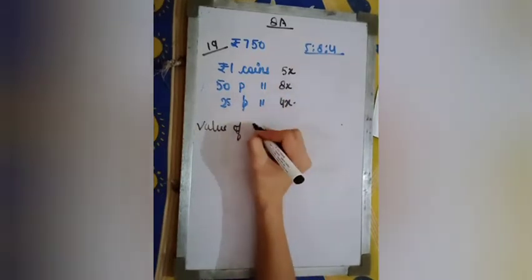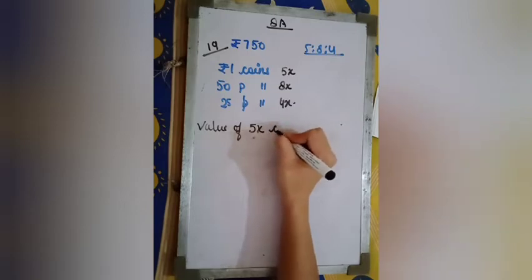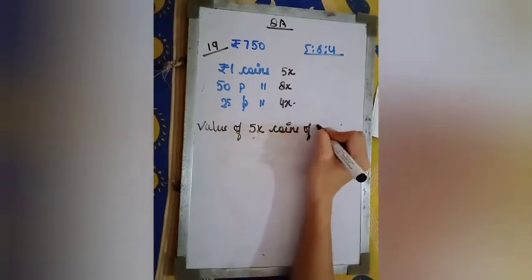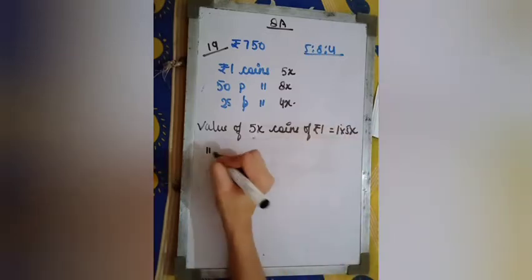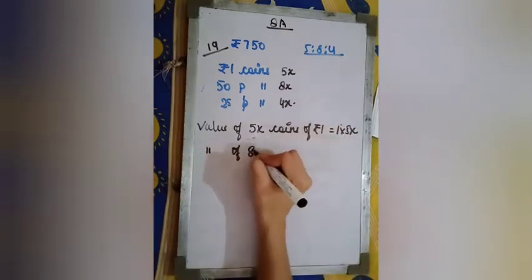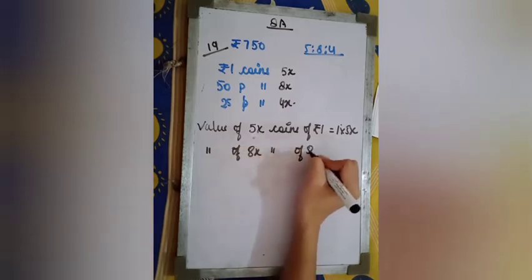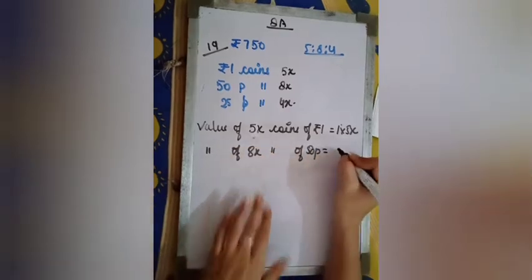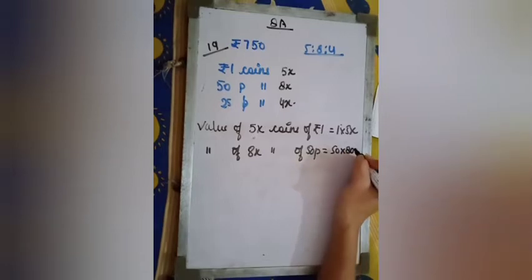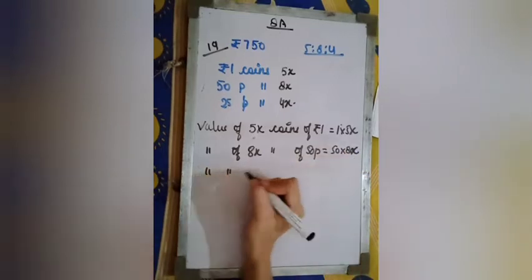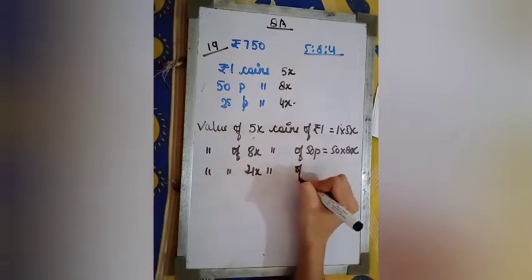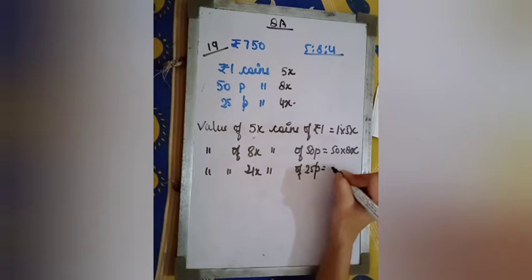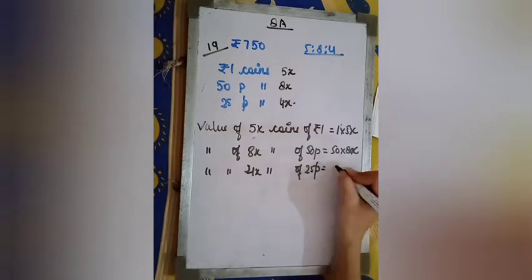How many coins of 1 rupee are there? 5x coins of 1 rupee. It will be 1 into 5x. Value of 8x coins of 50 paisa: what will be the value of 8x coins of 50 paisa? 50 into 8x. Similarly the value of 4x coins of 25 paisa. The value of one 25 paisa coin is 25, so the value of 4x coins will be 25 into 4x.